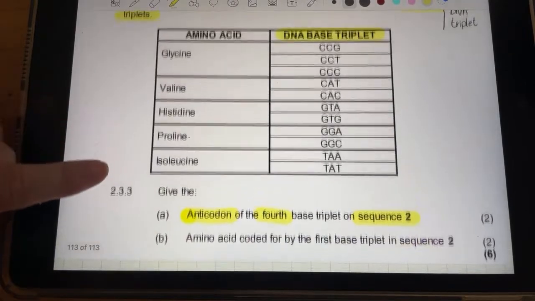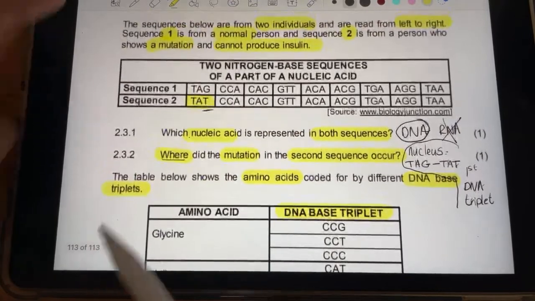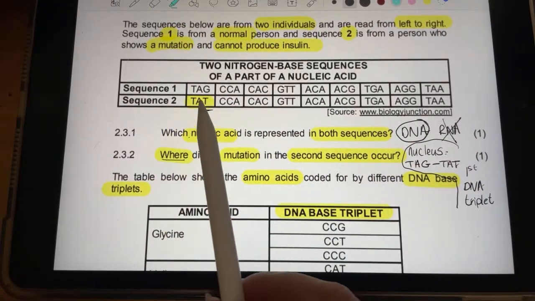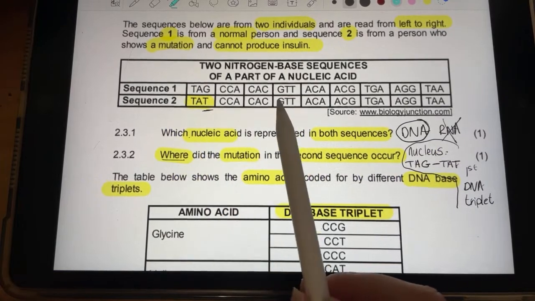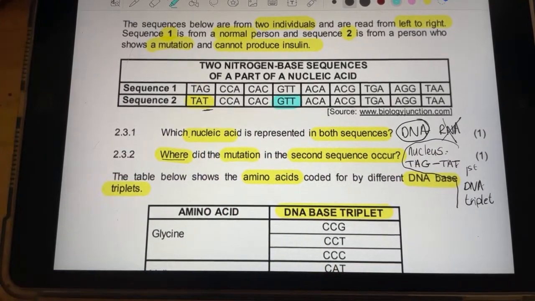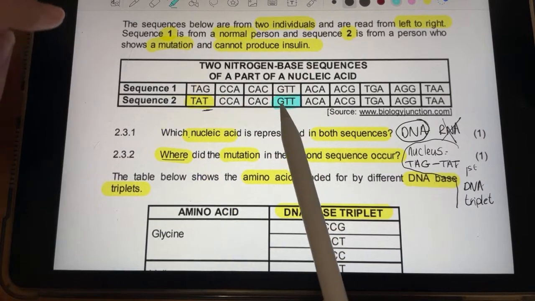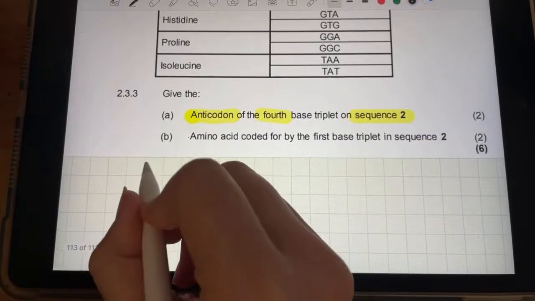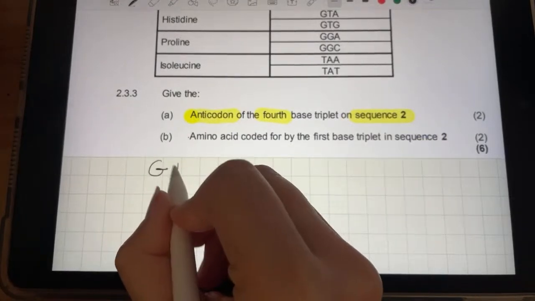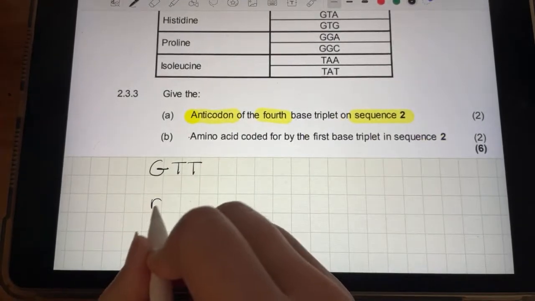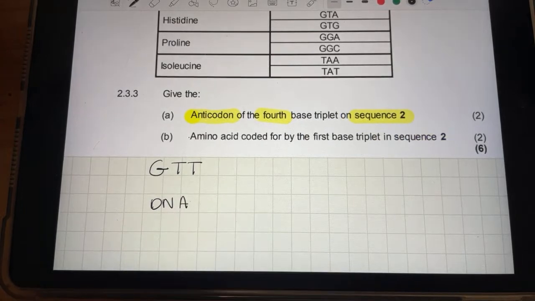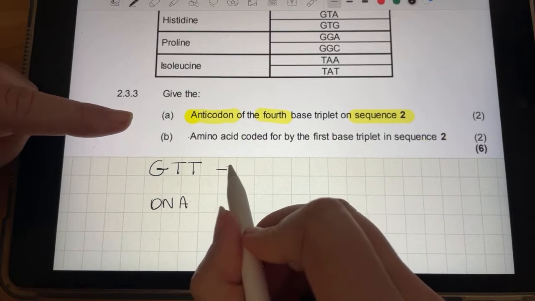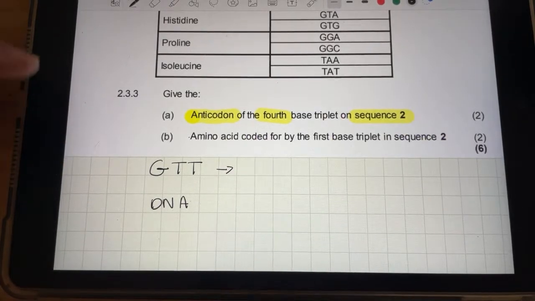So let's go up to sequence 2, to the fourth base triplet. We'll highlight it in a different color. Sequence 2, number 4. 1, 2, 3, 4. Right? So the DNA sequence is GTT. Let's just scribble this down here so we can do the calculations. So it's GTT. That is the DNA base triplet. But they're looking for the anticodon. So let's do the working out. Let's not skip any steps.